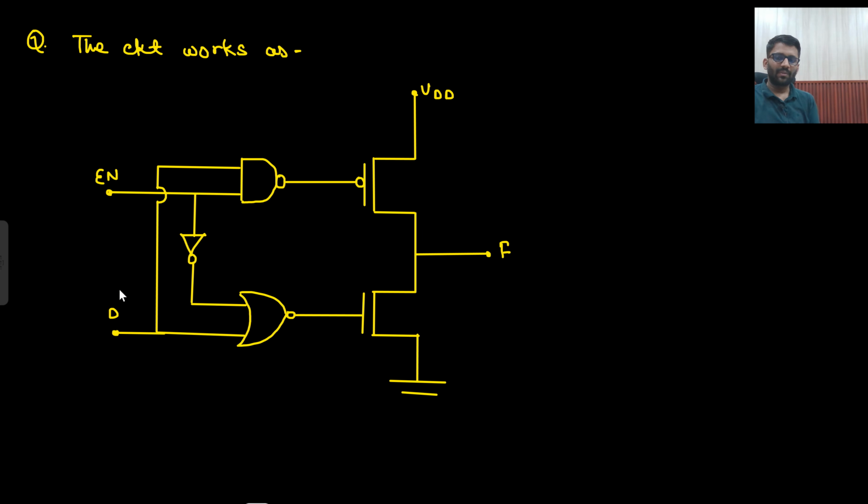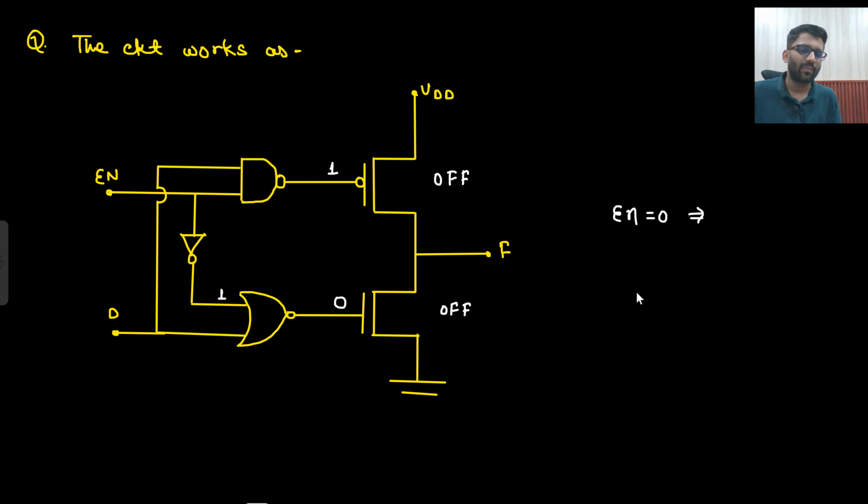Here you can see the enable input and the D input. So let's see what will happen if enable equals 0. If enable is 0, then this will be 1. If enable is 0, this will be 0, this will be 1. 1 NOR anything will be 0. That means D plus 1 will be 1 only. 1 and then the bubble is there, so this will be 0. This is 1, this is 0. Both are off.